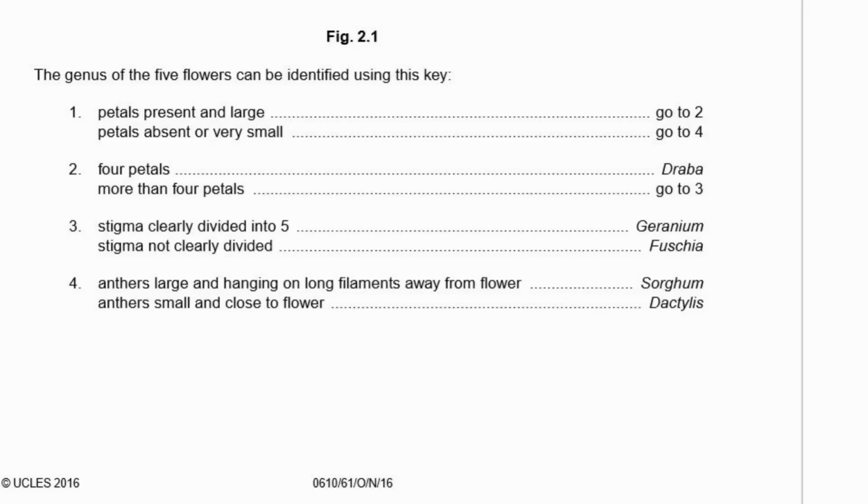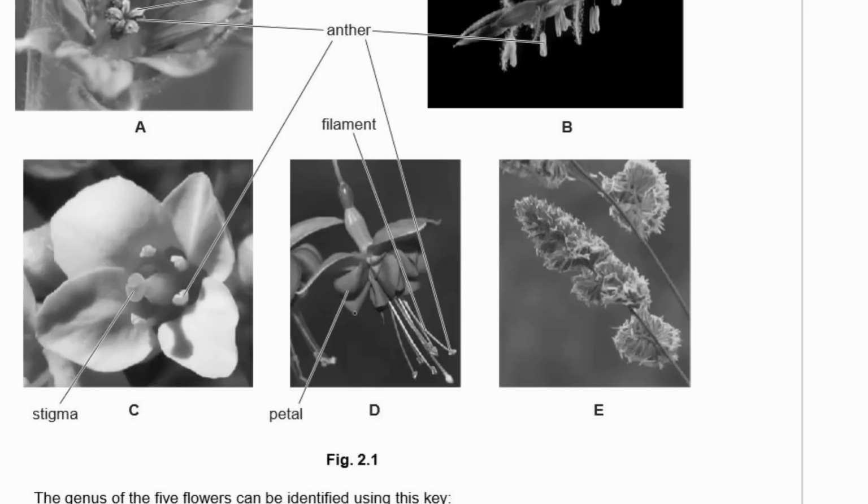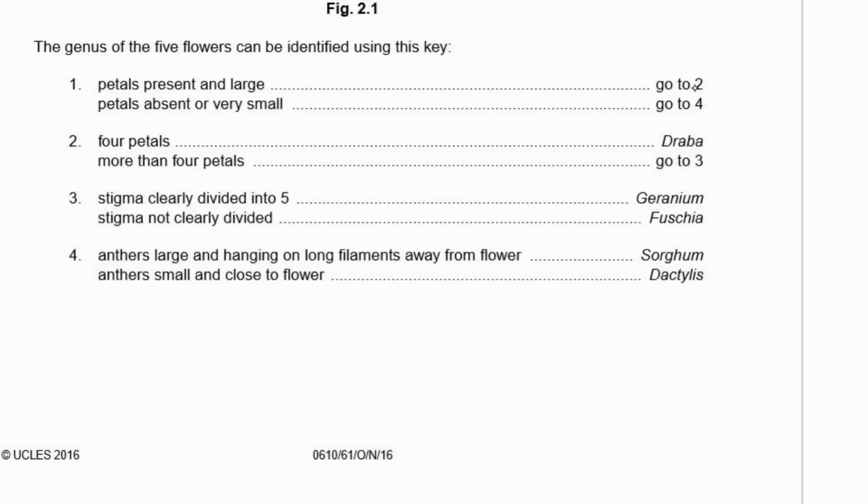All right, D. Okay, again, are the petals present and large? They are, yes, there's petals. You can definitely see them, and some of them are larger than others, but yes, they look pretty big. Okay, so they have petals that are present and large. Go to 2. Do they have 4 petals or more than 4 petals?